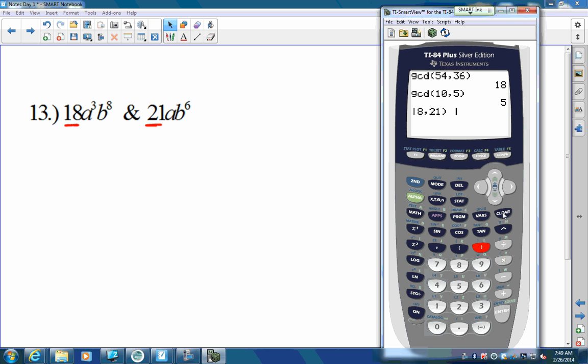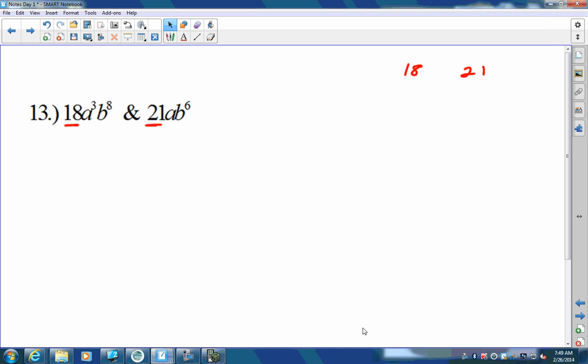Oh gosh, what am I doing? That was wrong. Try again. All right. Math, arrow over to number, press 9. Now put in 18, 21. Press enter. It tells you 3. You should have found your GCF was 3.